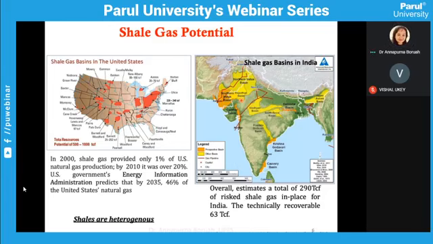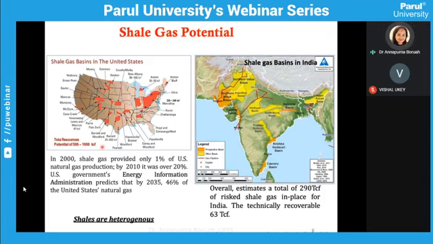In Rajasthan also, there are some literatures where some part of the basin is identified as having prospect. These are the main prospective basins, but most of the research work has been done in Cambay Basin, then Damodar Valley Basins, and Krishna Godavari Basin, in terms of shale gas exploration.